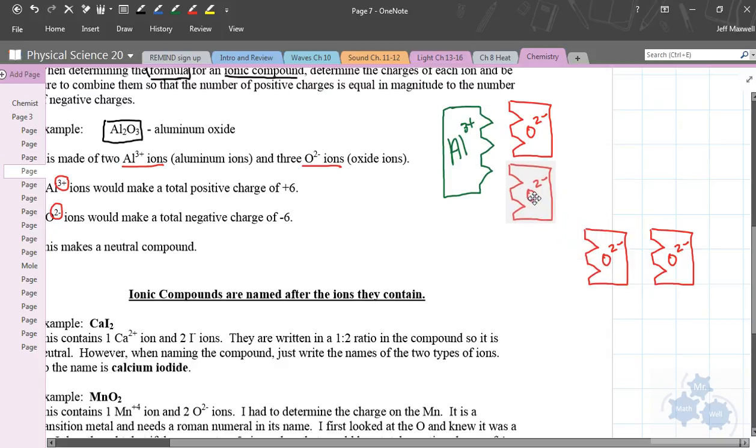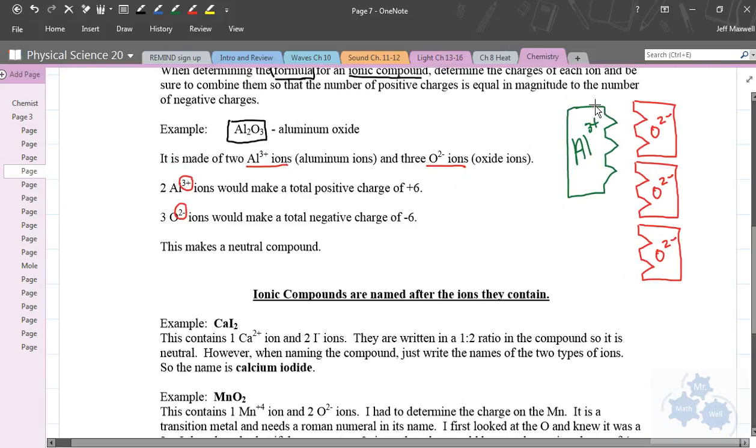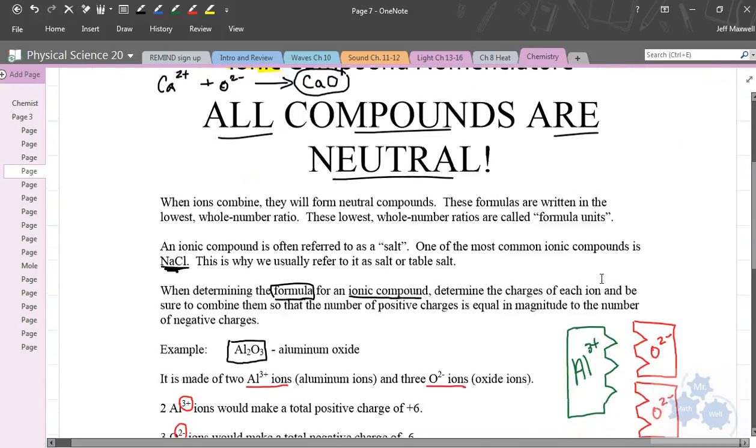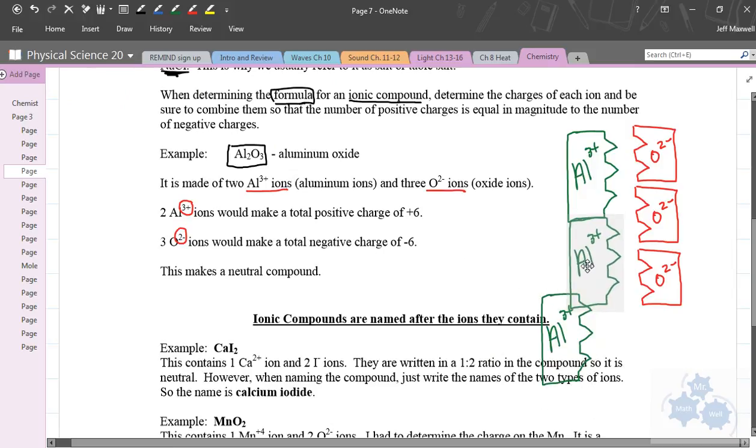So I'll move this one up here, and I'll move this one up here. Okay? And how many of these would I need? Well, let's grab this one, and let's say we have 2 of these guys. Paste. Alright. Okay, so let's move all these into position.